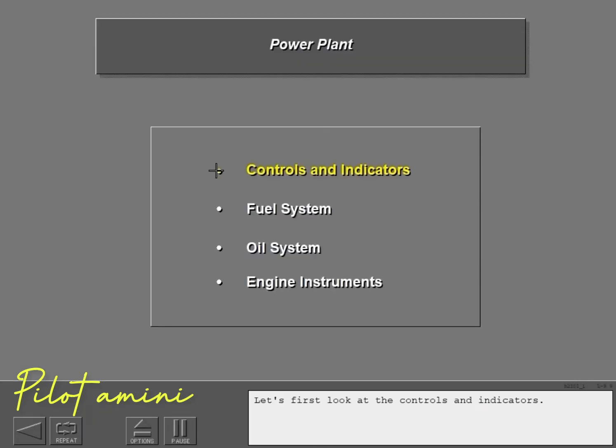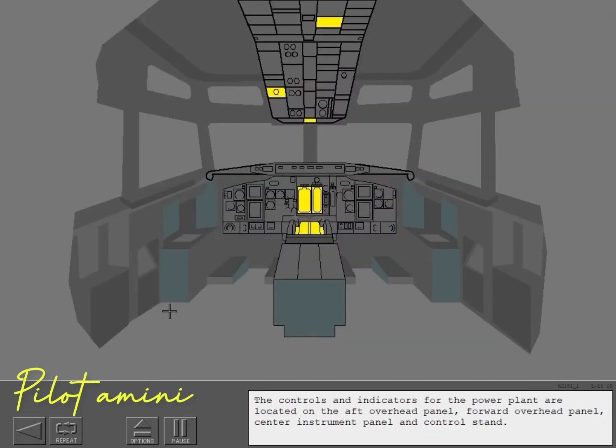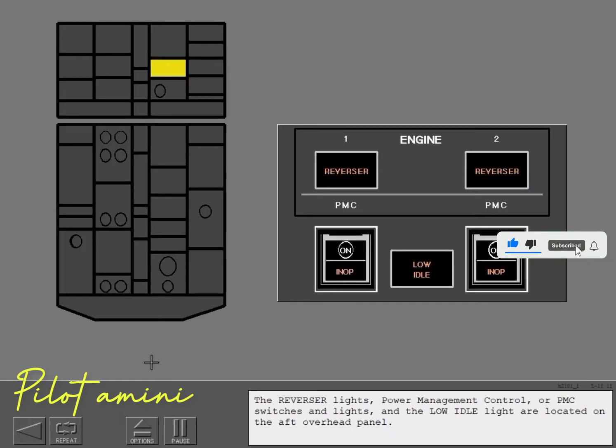Let's first look at the controls and indicators. The controls and indicators for the power plant are located on the aft overhead panel, forward overhead panel, center instrument panel, and control stand. The reverser lights, power management control or PMC switches and lights, and the low idle light are located on the aft overhead panel.